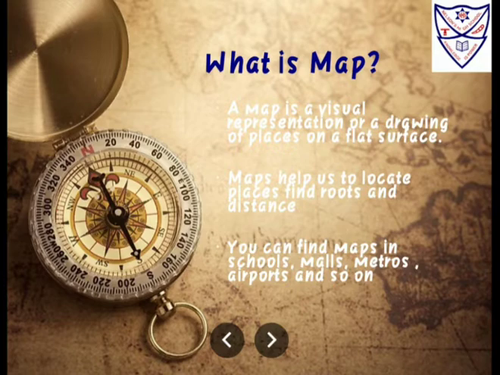So what is a map actually? A map is a visual representation or a drawing of places on a flat surface. A map can help us to locate places. It can help us to find routes and distance. You can find maps in schools, malls, metros, airports and so on.